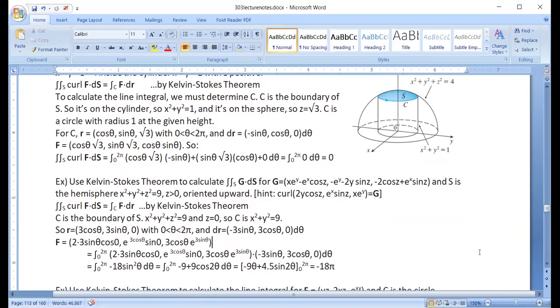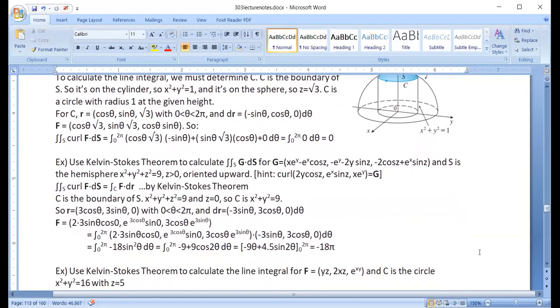So I firmly believe that the best way to get used to Kelvin-Stokes is just to do a bunch of examples. So let's keep going with some more examples. Let's use Kelvin-Stokes theorem to calculate the line integral for this vector field, f equals yz, comma 2xz, comma e to the xy, and C is the circle x squared plus y squared equals 16, where z equals 5.